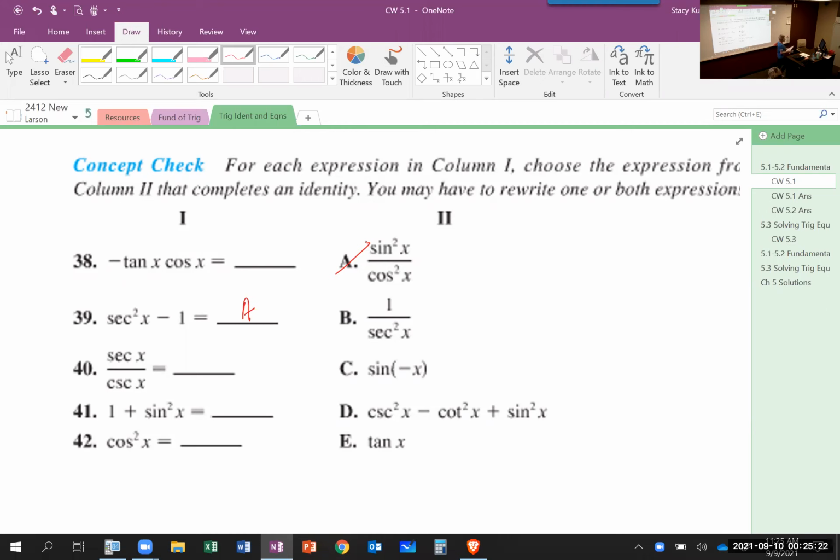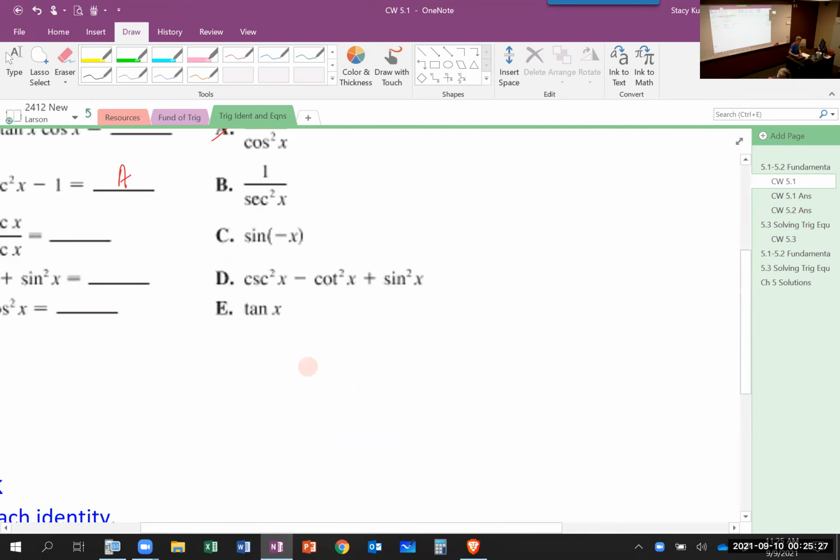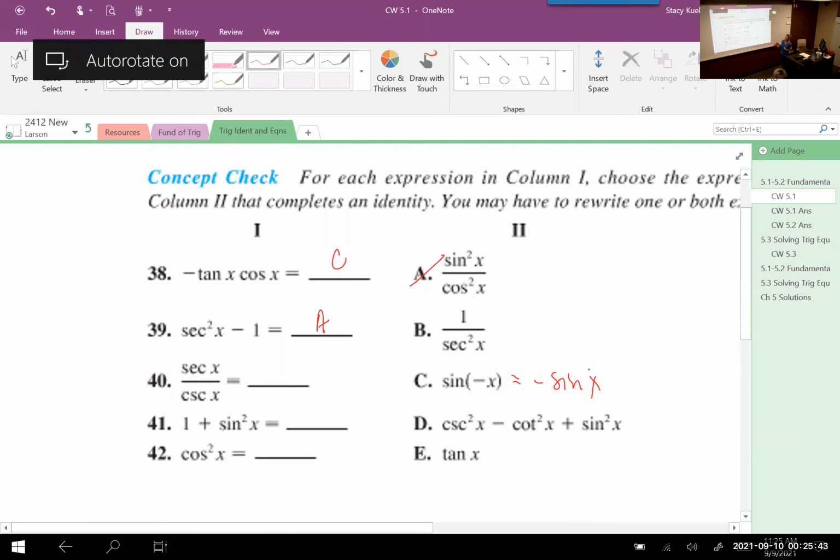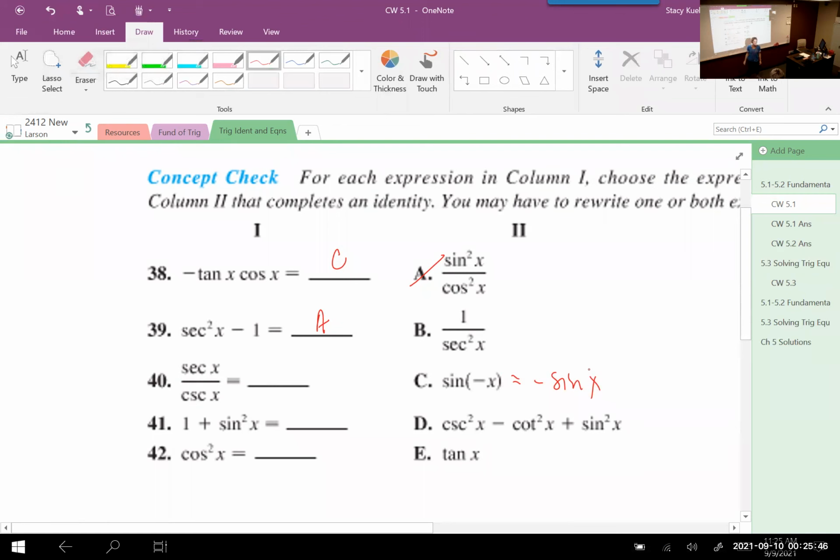We've got to move on, but let's put some answers up here. For 38, we have C, correct? And that's because we can rewrite this as negative sine x. Notice that tan times cosine looks really close to that configuration for the quotient identity, right? We're just missing that negative sign. That's kind of throwing us off, and that came in because I can rewrite this as negative sine x.